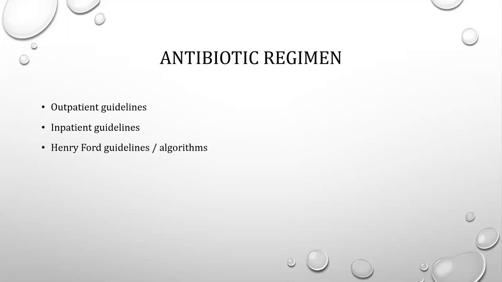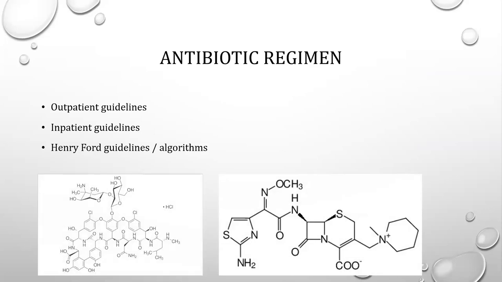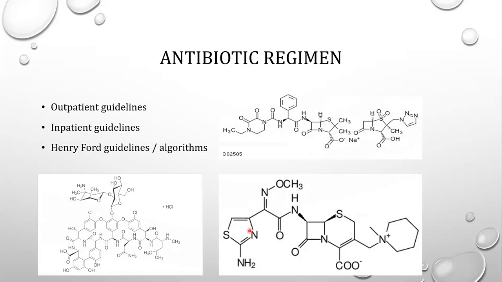So for the antibiotic regimen, I'm going to divide it into three different types. Not really three different types. I'll talk about the outpatient guidelines, I'll talk about the inpatient guidelines, and then Henry Ford actually has their own guidelines and algorithms that I'll go over as well. For the science nerds out there, I decided to include some chemical structures, that's cefepime in the lower right here, some vancomycin, and some piptaz, because let's face it, that's what we're going to give.